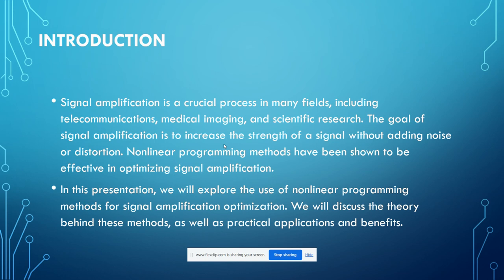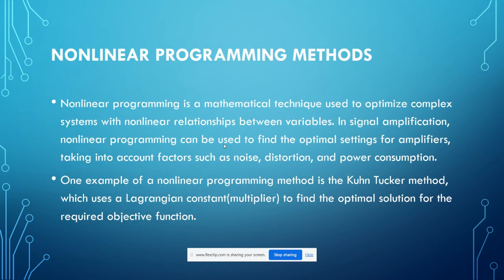Signal amplification is either amplifying the amplitude of the output signal with respect to the input signal, like amplifying y of t with respect to x of t. This can be anything: we can amplify the power gain or the amplitude and transmit that output signal. So we can use nonlinear programming.